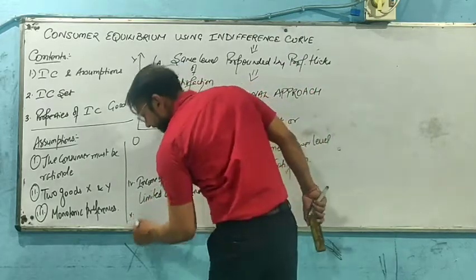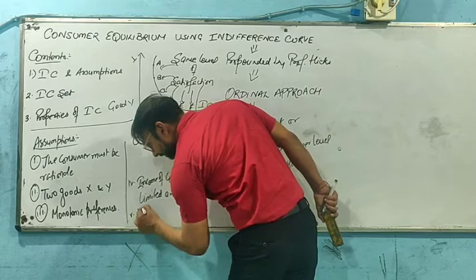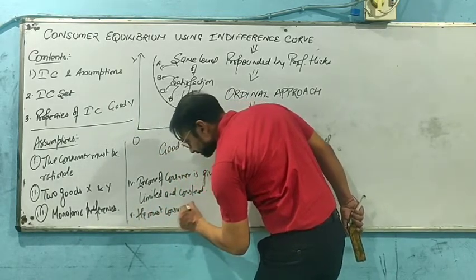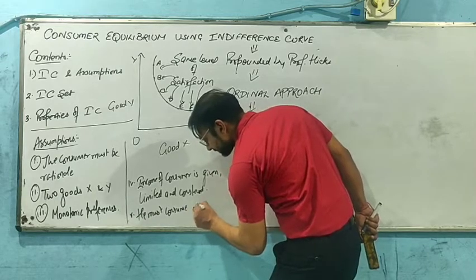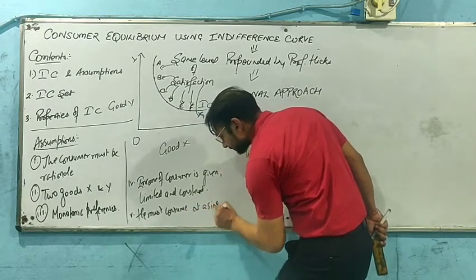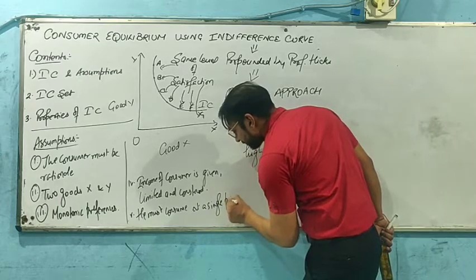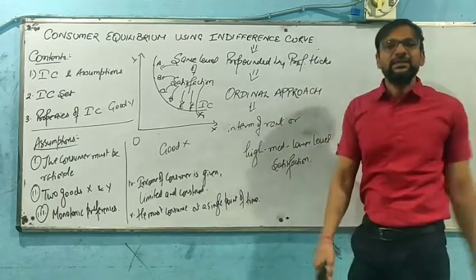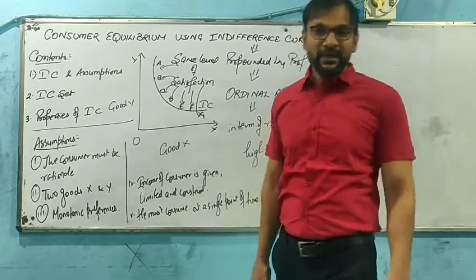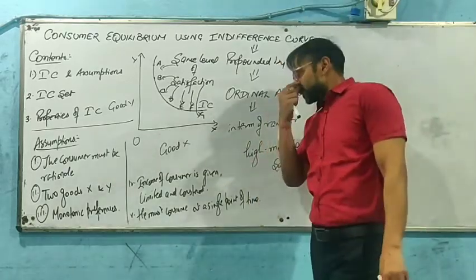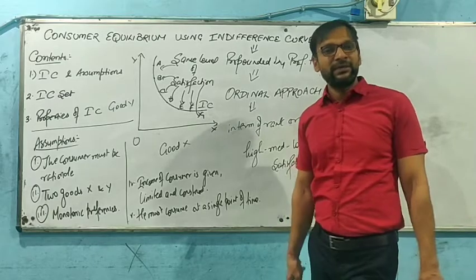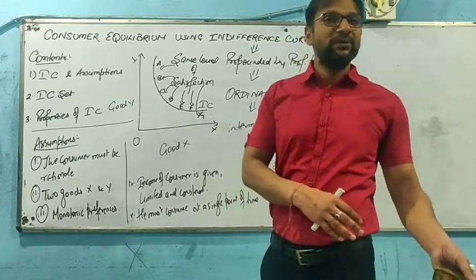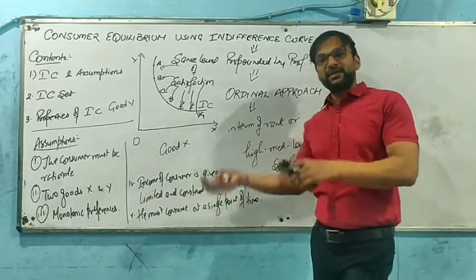Now, fifth, he must consume at a single point of time. Again, the consumption must be uniform and at a single point of time, so that he might be able to get the same level of satisfaction. He must be able to give up one unit, he must be able to gain another unit.